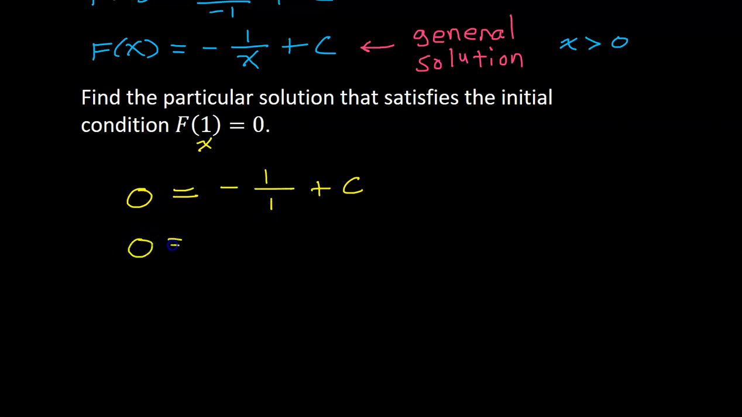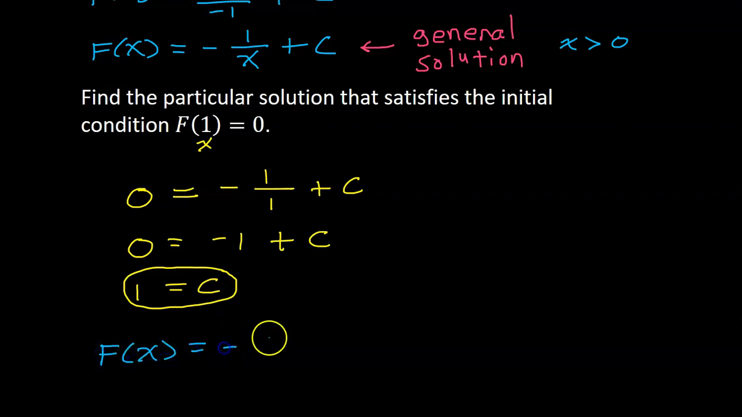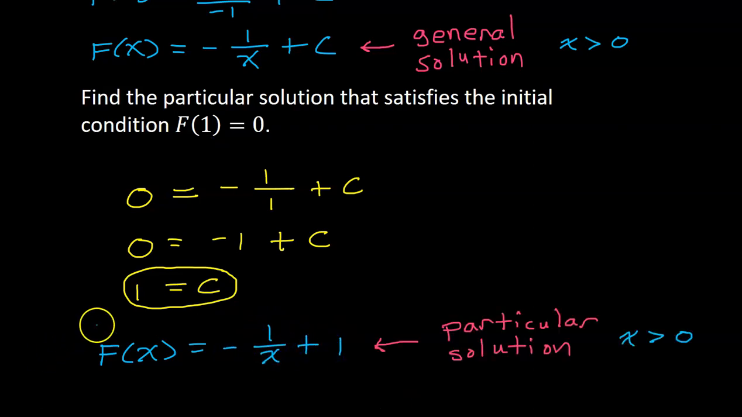So that will give us 0 is equal to negative 1 plus c. Adding 1 to both sides, we have 1 is equal to c. We have found the value of the constant of integration under these initial conditions. Let's substitute that back into the general solution to come up with a particular solution. So f of x will equal negative 1 over x plus 1. So, given the initial condition, we are able to come up with a particular solution instead of just a family of vertical translations.